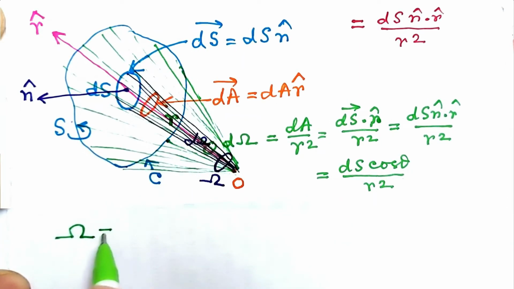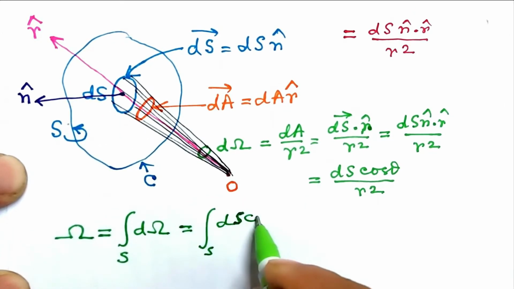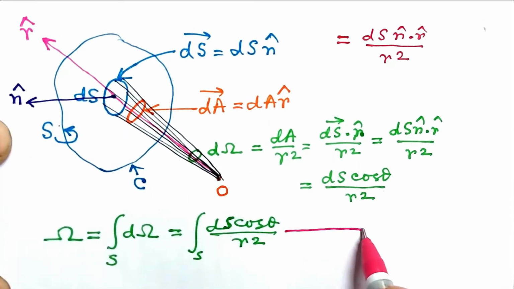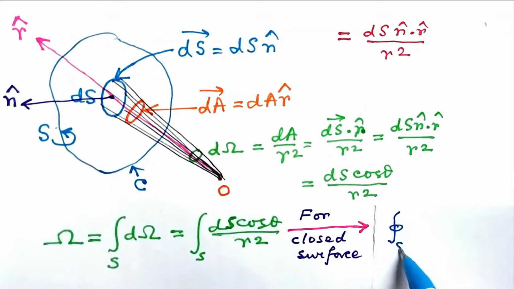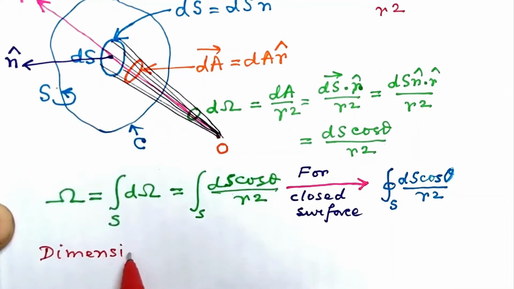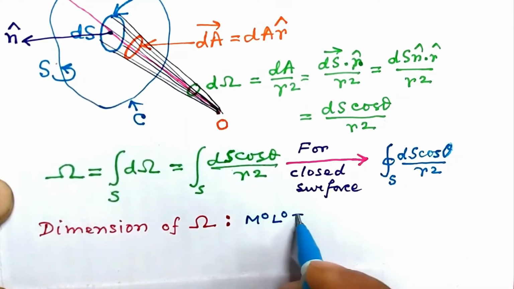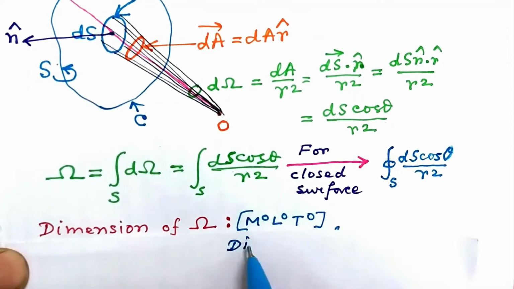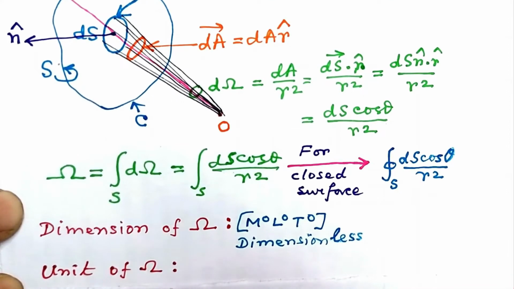The value of omega is integration over S d omega equal to integration over S ds cos theta by r square. For closed surface S, it would be closed integration over S ds cos theta by r square. We showed that dimension of omega is m to the power 0, l to the power 0, t to the power 0, that is, solid angle is dimensionless. Unit of solid angle is denoted by SR, called steradian.